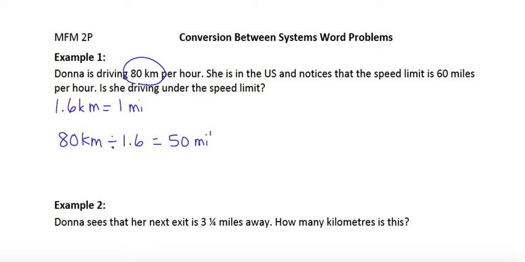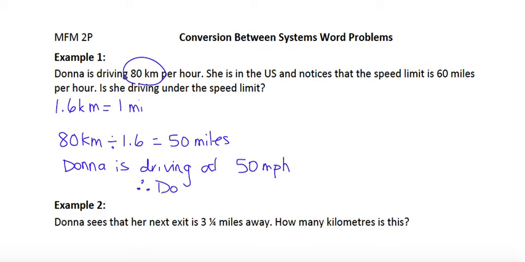So now we know that Donna is driving at 50 miles per hour. And because she's driving at 50 miles per hour, we also know that therefore Donna is driving below the speed limit.